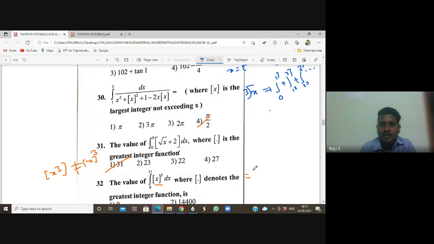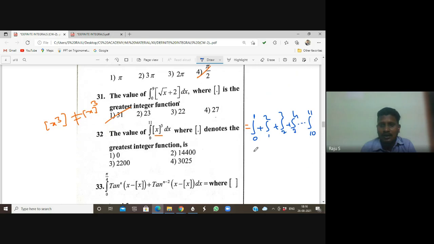0 to 11 is there. 0 to 11 can be written as 0 to first, 1 cube or only 1? 1. Don't take 1 cube, because the cube is not inside; the cube is outside the greatest integer. So 1 to 2, 2 to 3, 3 to 4, till 10 to 11.